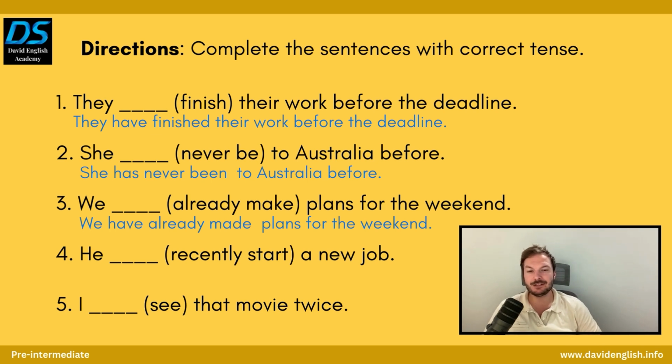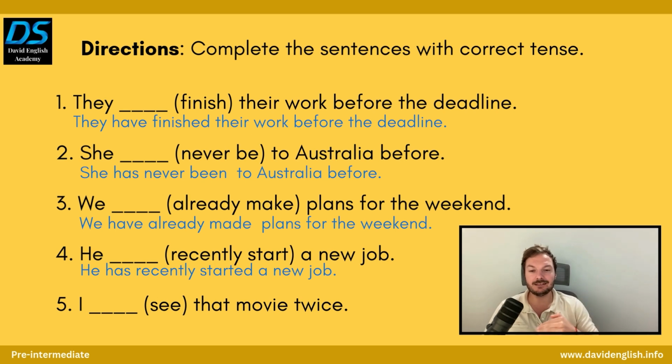4, he recently started a new job. In this case, we have the word recently, which can be switched for a keyword. But again, they didn't tell us when. In this sentence, you don't know when the action happened. So we're going to say, he has recently started a new job as an accomplishment. And again, it doesn't matter when it happened.